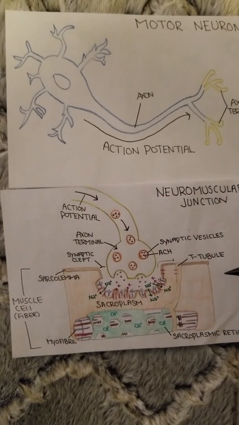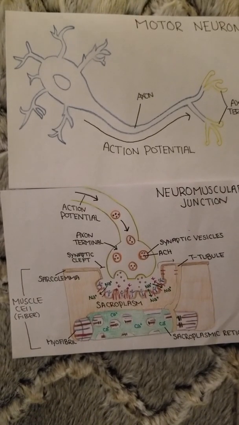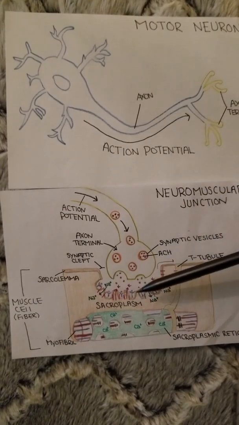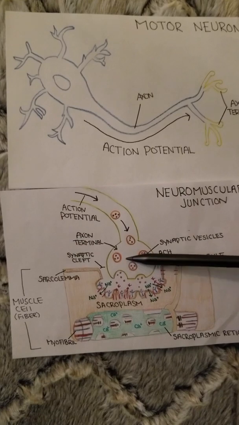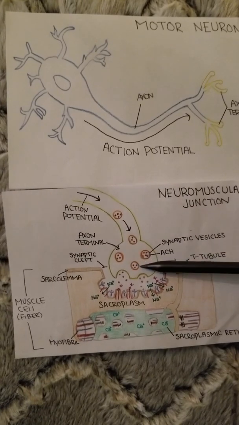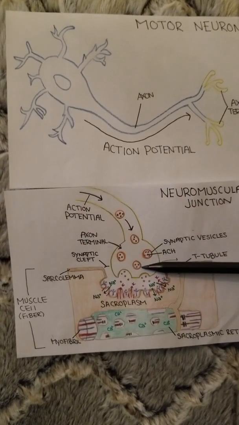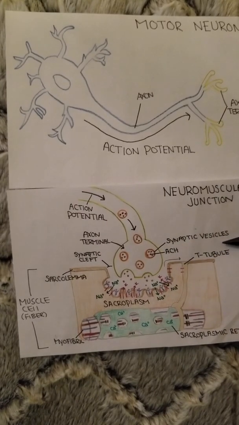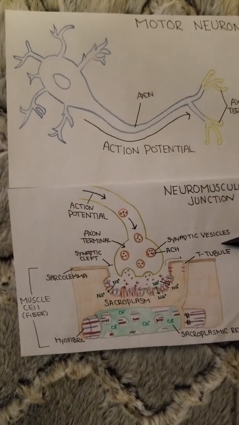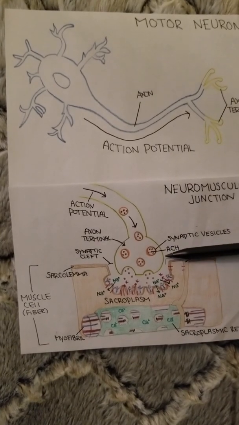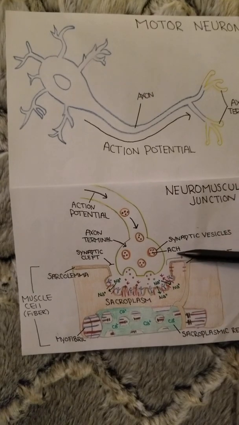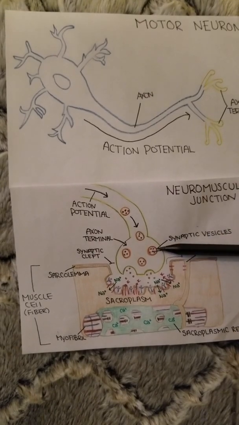Because the action potential is electrically charged, it causes voltage-gated calcium channels to open, and the calcium goes into the axon terminal. In this terminal, there are synaptic vesicles, and inside these is acetylcholine, which is abbreviated as ACh. Those are right here.